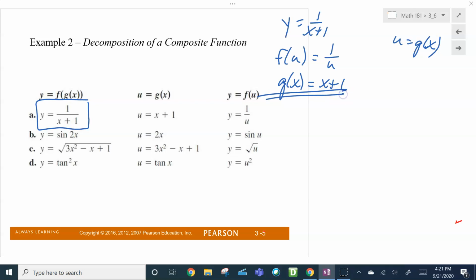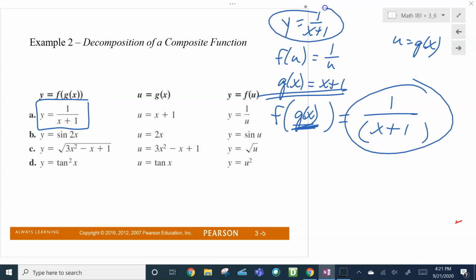In other words, when we combine those, we're putting g of x in for u, plugging g of x into f. What's f? 1 over u, but what's going in there? G of x, which is x plus 1. See how that's the same function? So the question is, can you decompose the functions?